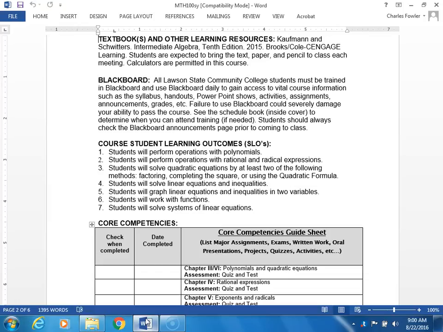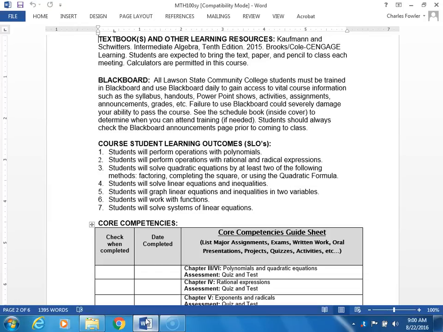I do not like this next sentence at all. Failure to use Blackboard could severely damage your ability to pass the course. That's pretty negative, isn't it? If I were writing this and they don't let me change it, I would say the proper use of Blackboard could greatly enhance your ability to do well in the course. It's a lot more positive and I think closer to reality, okay? And they don't let me change this. We haven't had a scheduled book in years. We have it all online now. So there is no scheduled book, inside cover. There is no cover, not inside or outside, okay? So if you need training, see me. I'll try to find where the training is if you need training in Blackboard.